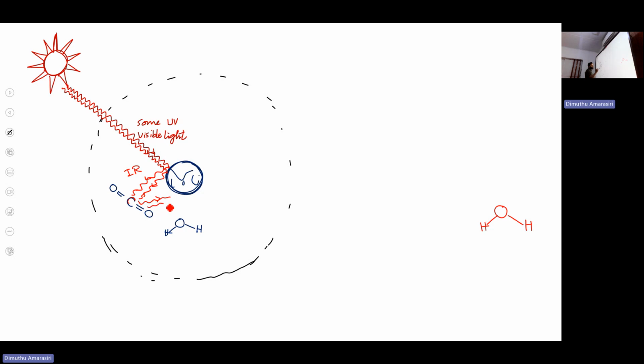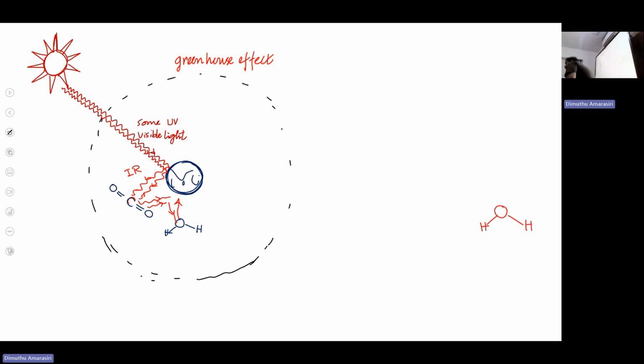The IR is not going out. It will stay in the earth's atmosphere for more time, and that warms up the earth's atmosphere. And that process is called what? Greenhouse effect. That's exactly what happens in greenhouses.